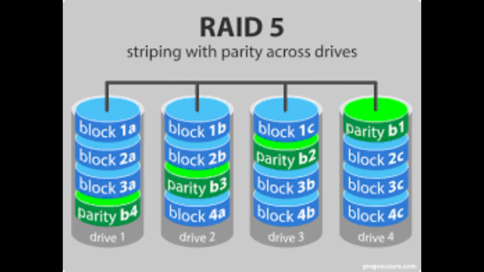RAID 5 combines elements of both performance and redundancy. In RAID 5, data is striped across multiple drives like in RAID 0, but with an additional feature, parity. Parity information is distributed across all drives, allowing for fault tolerance. If one drive fails, the data can be reconstructed using the parity information from the remaining drives. RAID 5 offers a balance between performance and data protection.